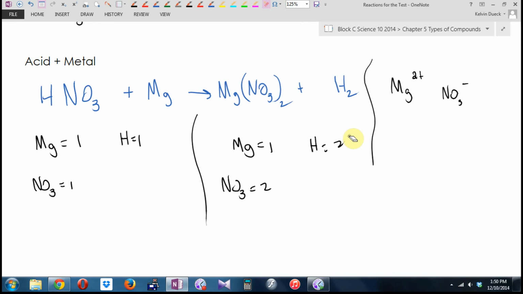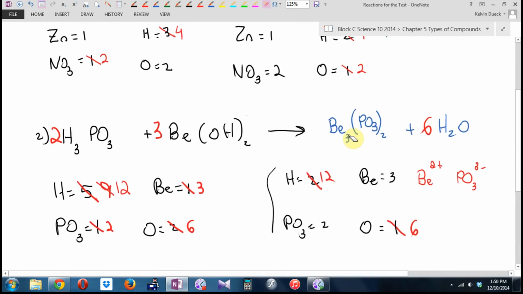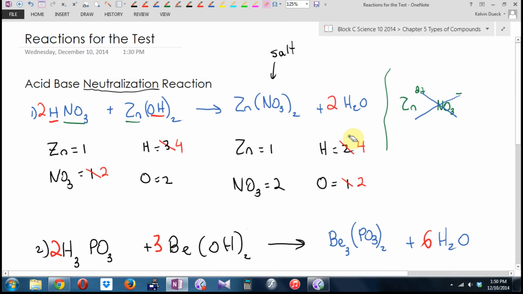Here's the part you have to memorize. If you notice, it's an acid plus a base. You have to memorize water plus the salt, because a salt is what you get from an acid-base neutralization reaction. When you combine an acid and a base, you get water and a salt. But you have to memorize that the metal from the base combines with the non-metal from the acid.